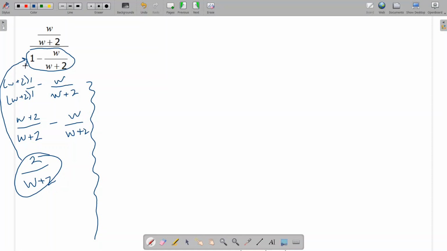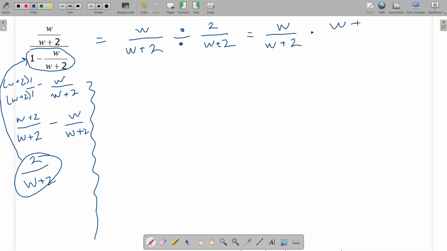Okay, so let's rewrite it out. We really have w over w plus 2 divided by 2 over w plus 2. We can write it as a multiplication problem now. And what's going to happen here is the w plus 2's are going to cancel, and we're left with just w divided by 2.